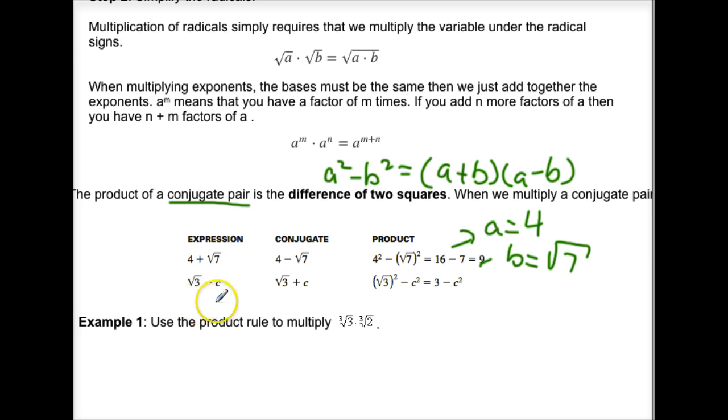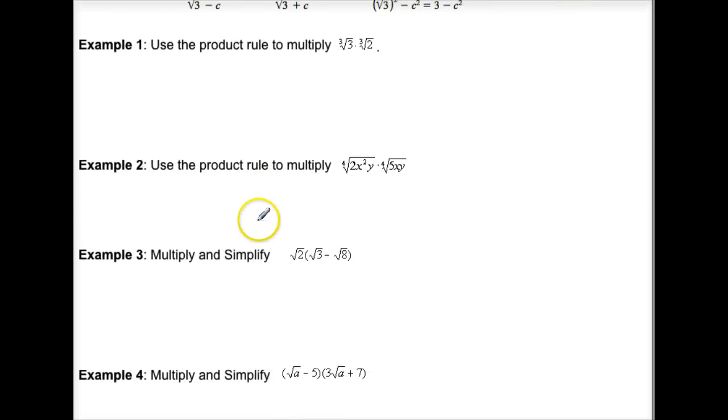Now what if we had letters and variables involved? Square root of 3 minus square root of c. My conjugate is square root of 3 plus square root of c. Now square these, I will get 3 minus c. That's it. Now let's look at some examples.